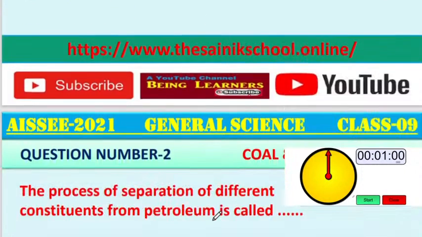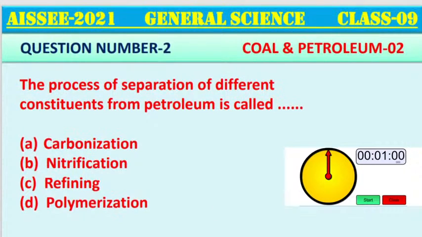Next question, question number 2, and your time starts now. Carbon, yes, you are right. So we are studying coal and petroleum, and coal and petroleum mostly contain carbon. This is carbon and its compounds. In class 10th you will study all these things in carbon and its compounds.